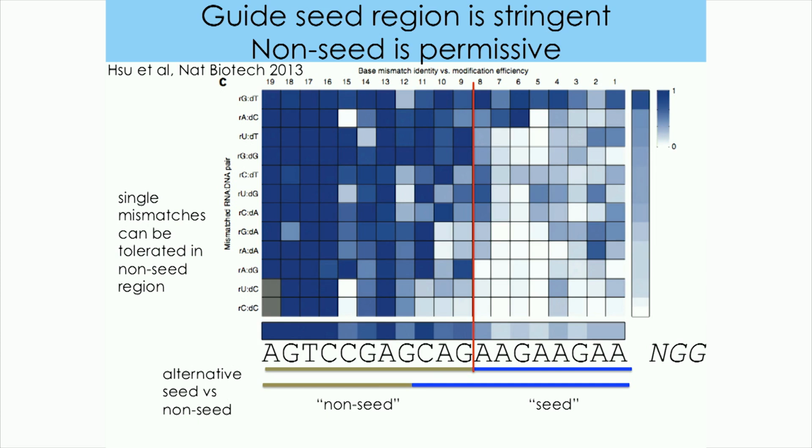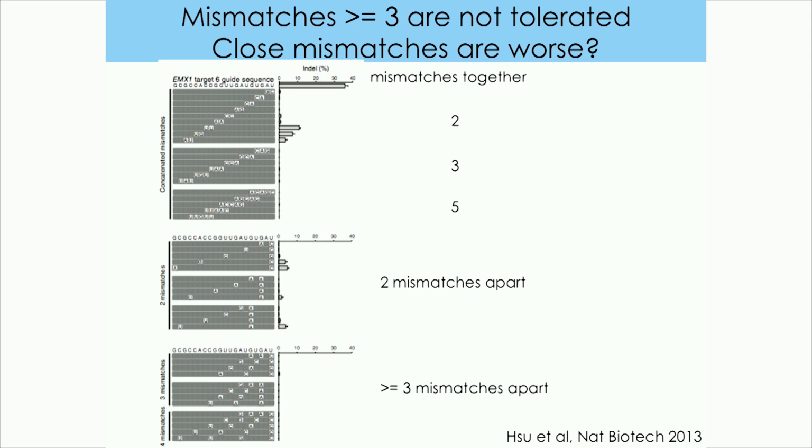And this is a seed region, and this is a non-seed region. Okay? So single mismatches in this region are not tolerated at all. Single mismatches can be tolerated in this region. It turns out you can actually have multiple mismatches. So if you have two mismatches together, you can still get some cutting if you have the mismatches somewhere back in the non-seed region. Okay? If you have 3 mismatches together or 5 mismatches, that seems to kill it.